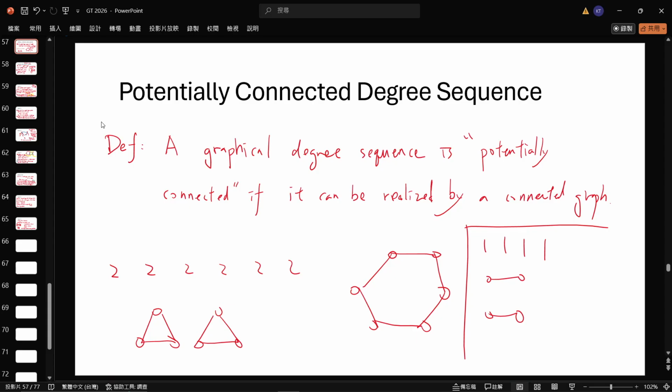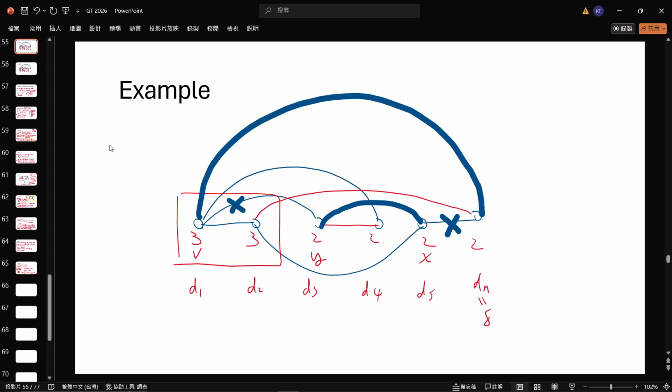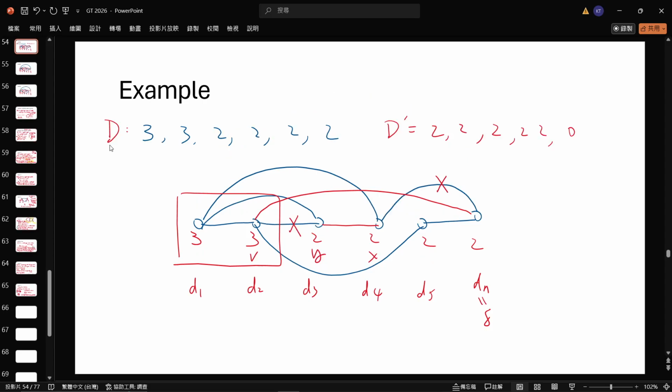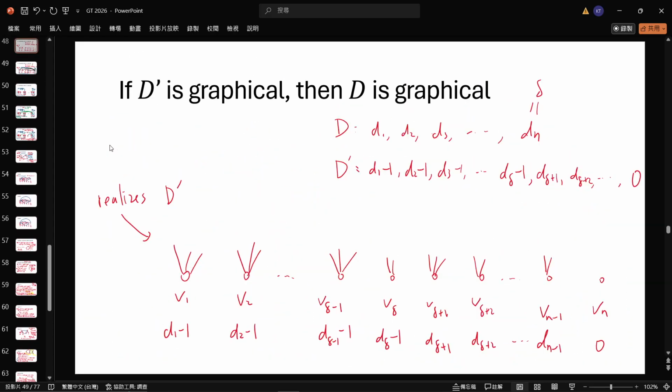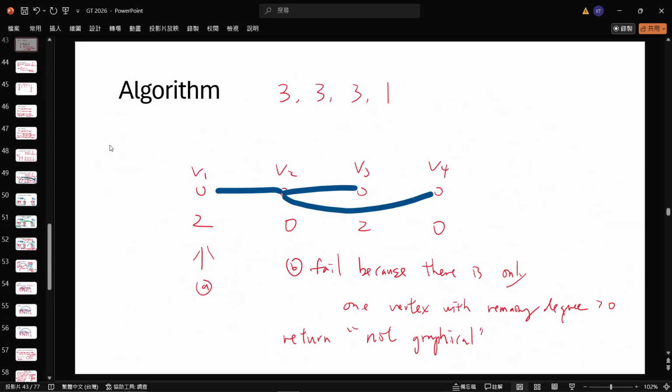Right, so today we're going to finish our discussion on potentially connected degree sequences, okay? The reason we studied potentially connected degree sequences is that originally we have the graph realization problem, where we're given a degree sequence and we want to find a graph that matches the degree sequence, okay? For this problem, we've already come up with an algorithm.